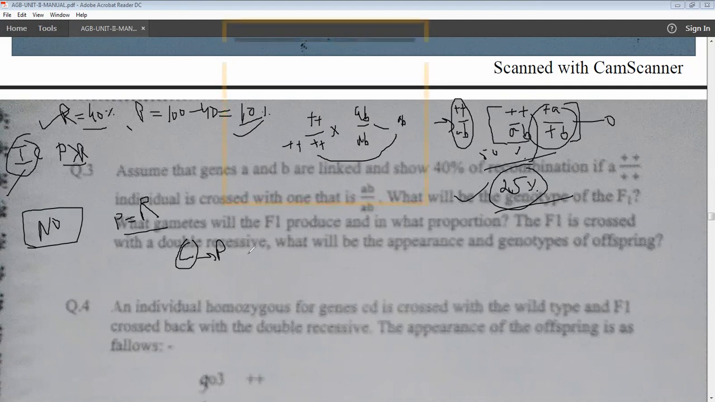So if you're crossing it with the double recessive, with that particular kind of question, with the incomplete linkage, we know the proportions are 30%, 30%, 20%, 20%. So if you're crossing it with a single AB, what proportion of individuals are we getting? We can easily calculate that. Okay.